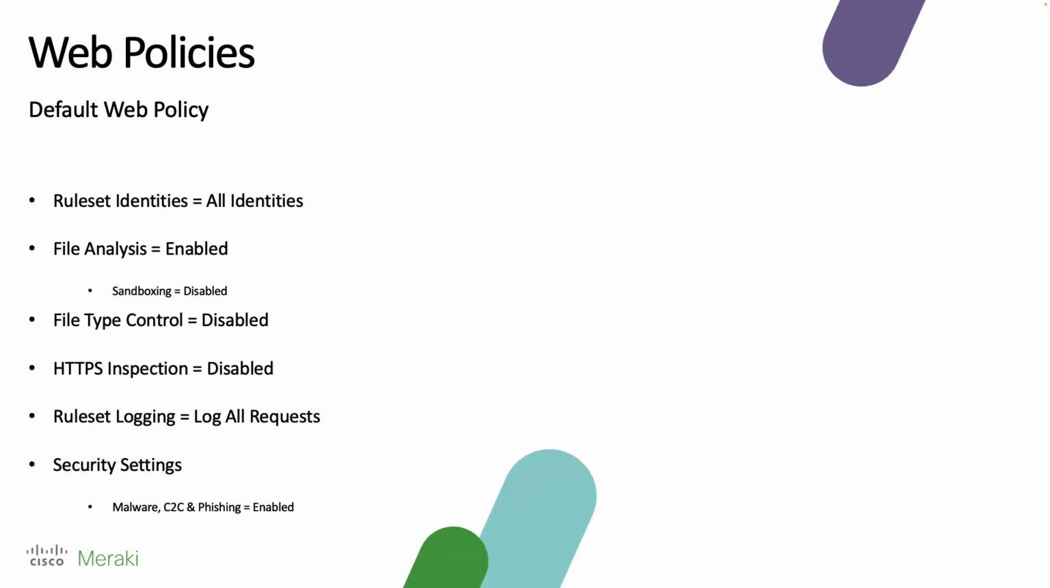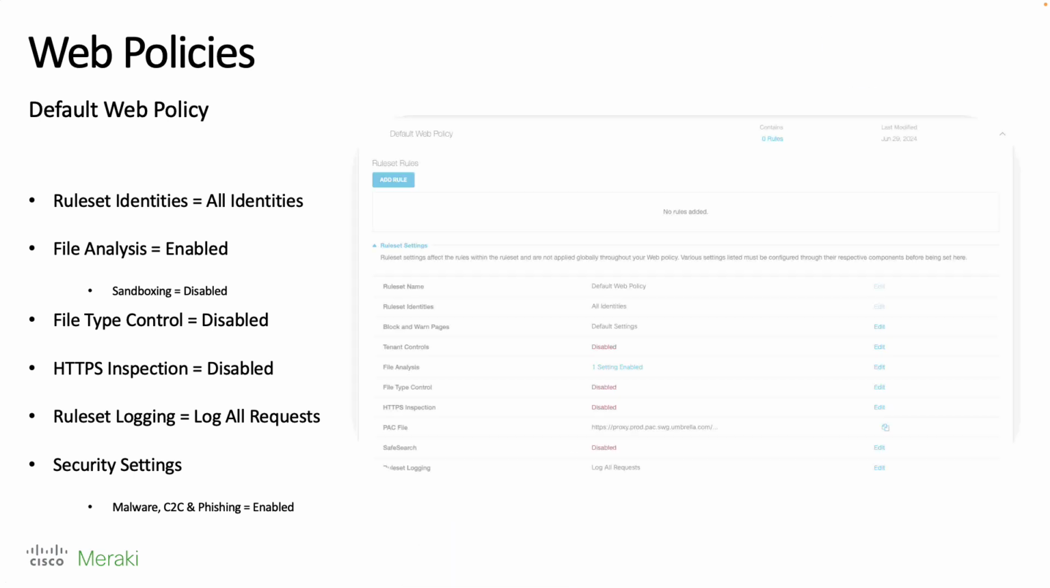There's a default web policy in place when you initially provision Secure Connect. This policy is going to be scoped to all identities, meaning regardless of where the request came in, this policy can be used as a catch-all statement and is typically used as the baseline level of security for your organization. The default settings ship with file analysis enabled but sandboxing disabled, file type control, HTTPS inspection both disabled, logging enabled for all requests that come in, and security settings blocking against malware, command and control callbacks, and phishing attacks.